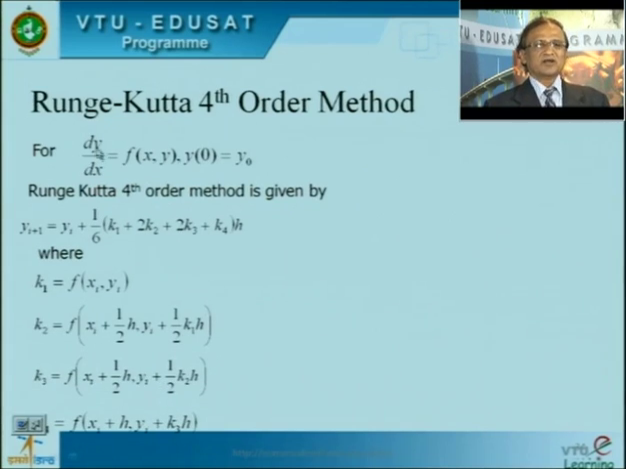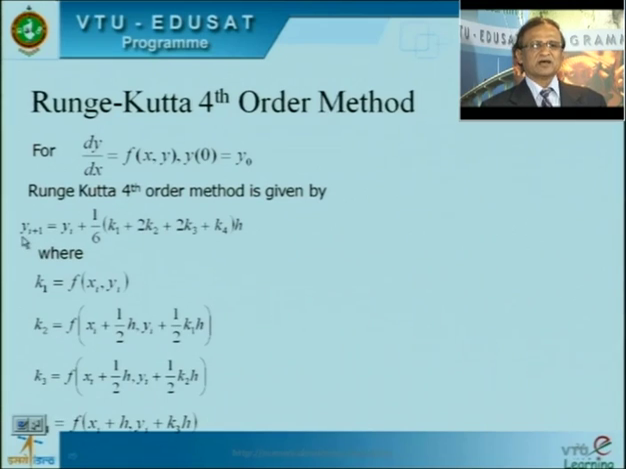Now, I will move on to the Runge-Kutta fourth order method. They will give dy by dx is equal to a function of x, y, with y of 0 equal to y naught. This is the given differential equation with the initial condition. Now I want to find the solution of this equation by using the fourth order RK method.